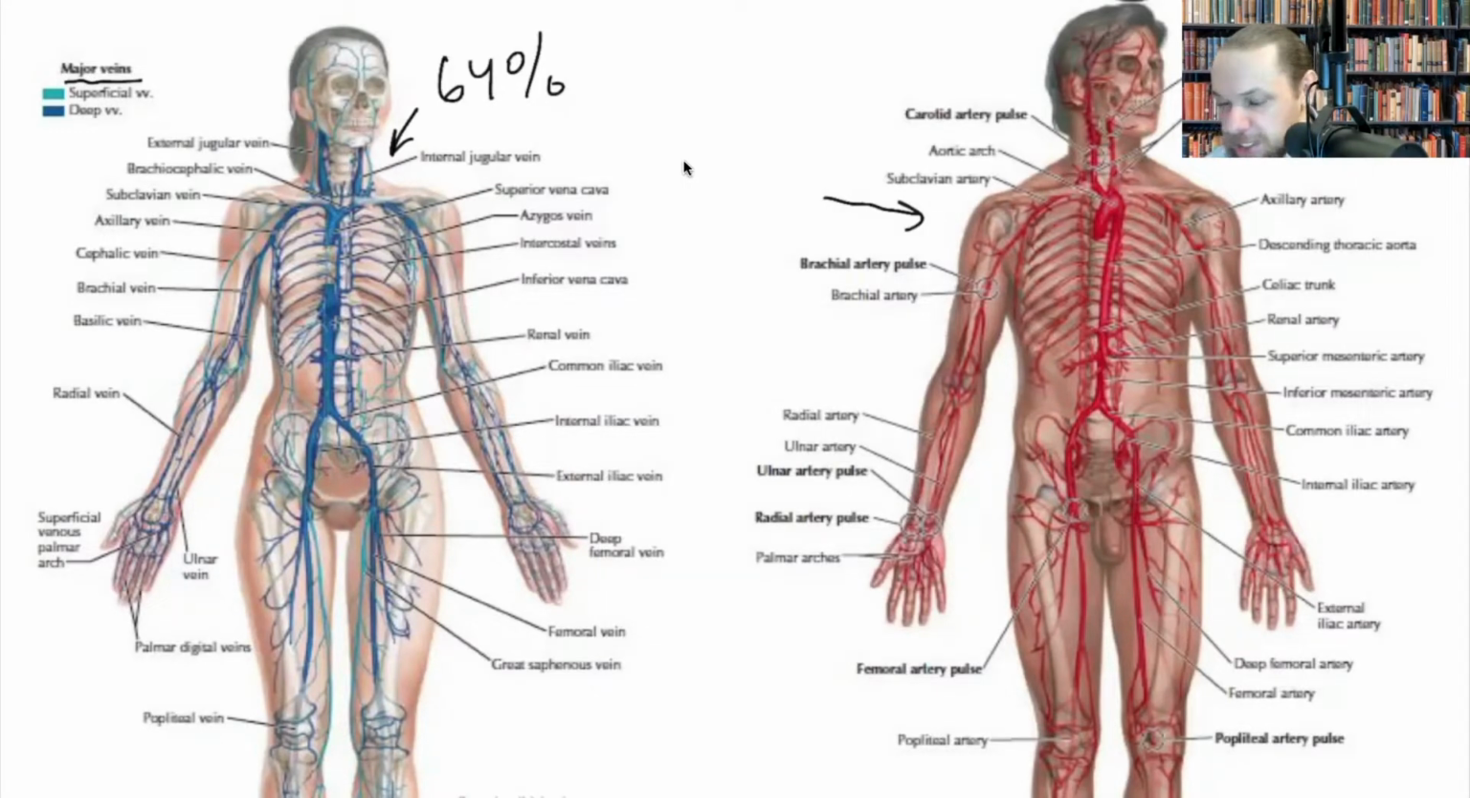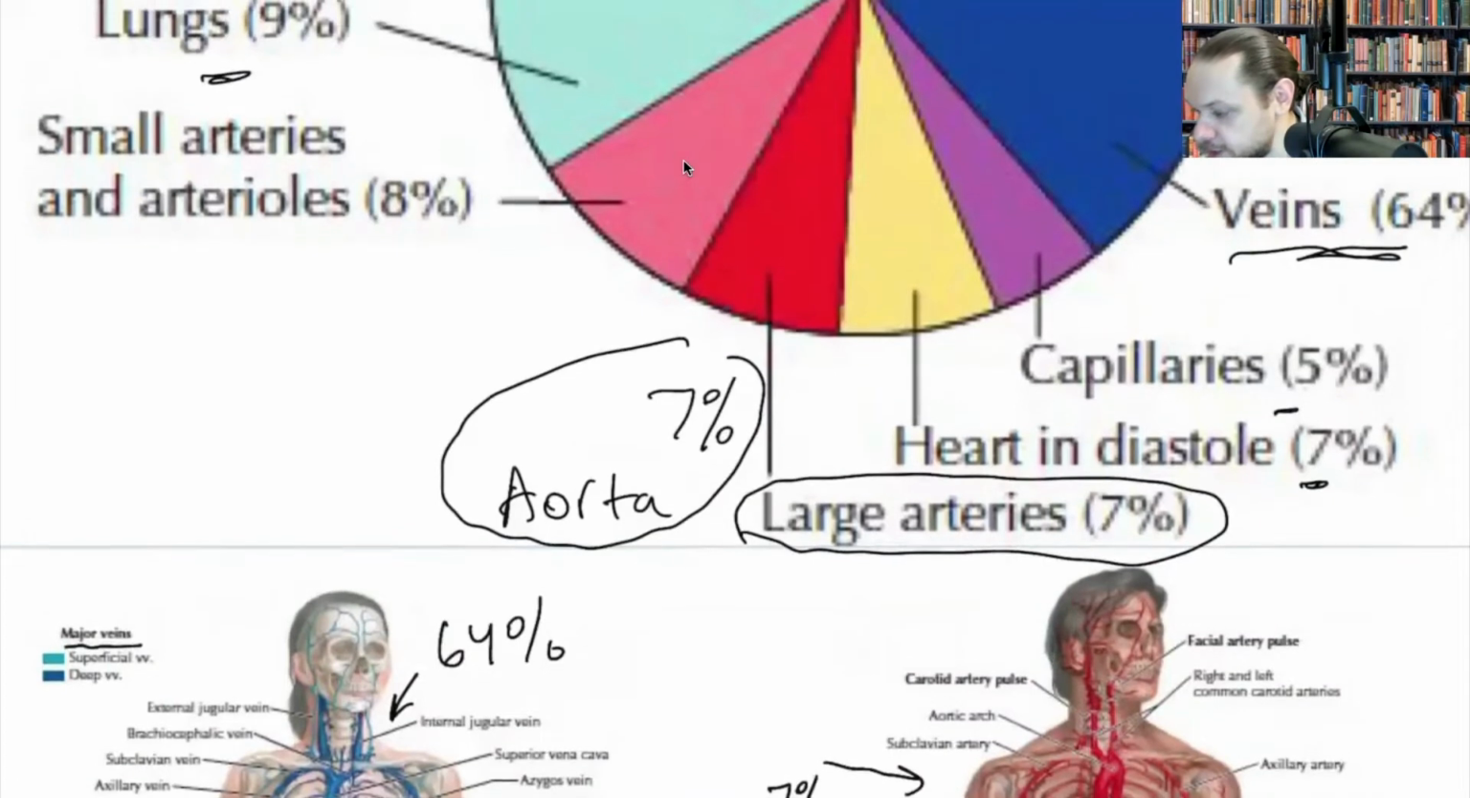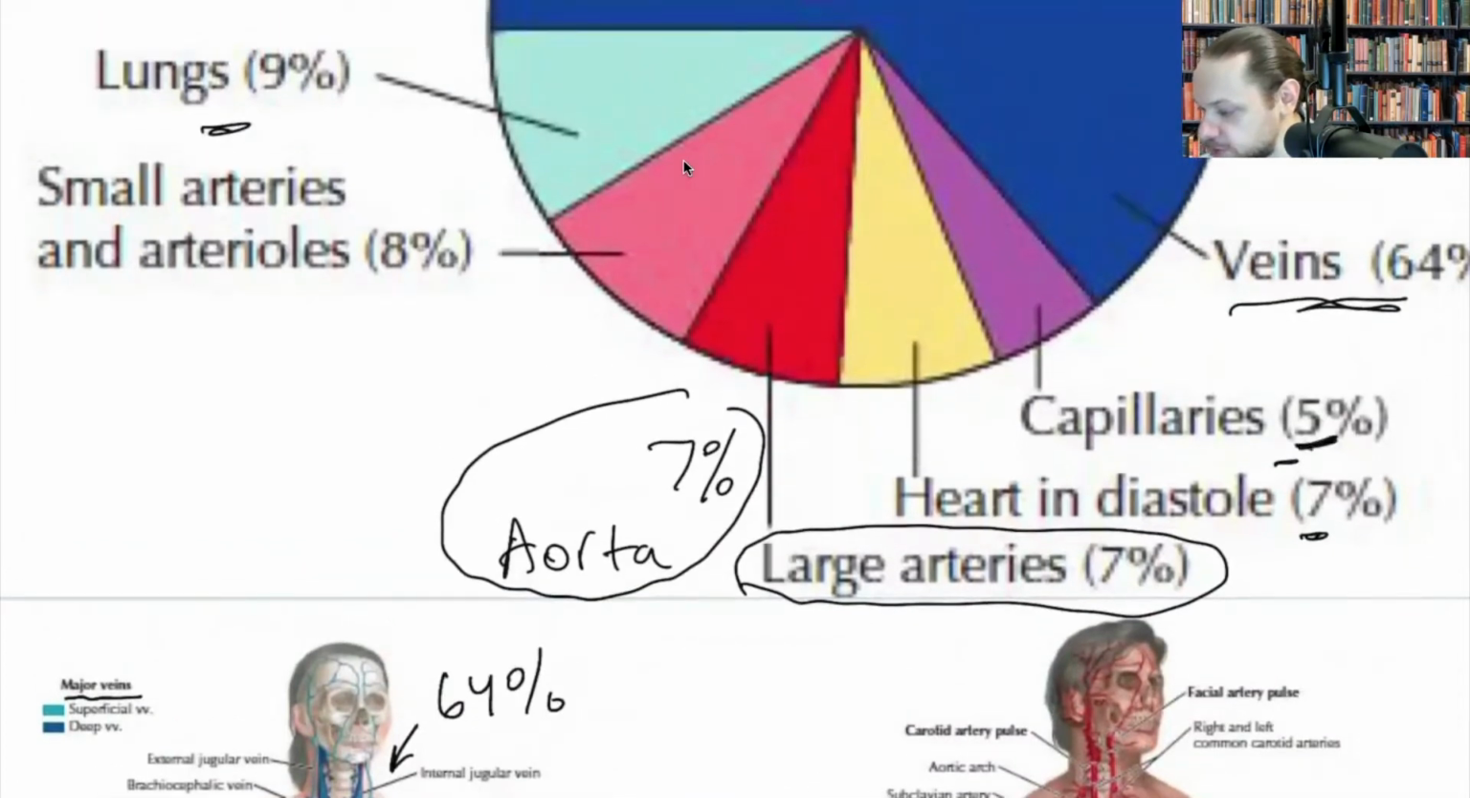And we said, roughly speaking, the major arteries have about 7% of the blood, and if we go back to this chart, some of it is found in the capillary, some of it is found in the heart, very minimal amount, right?